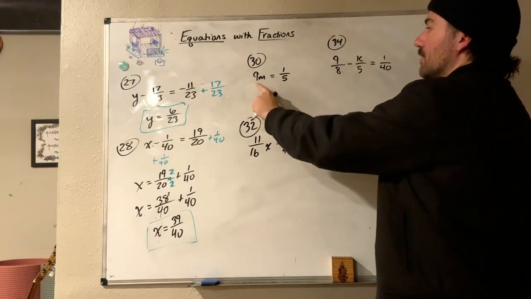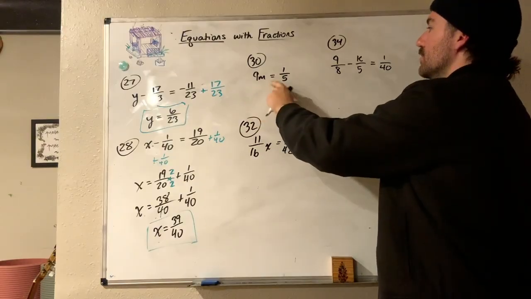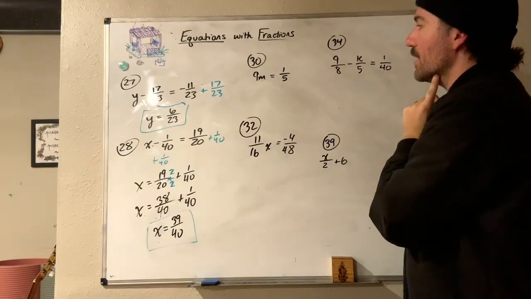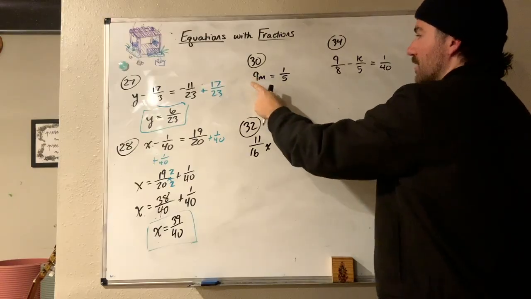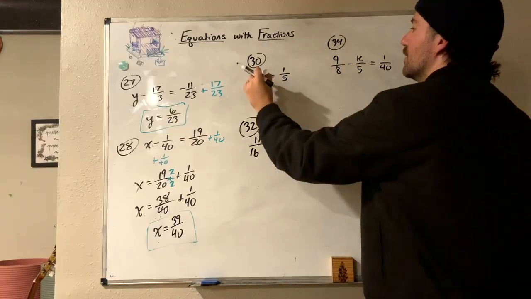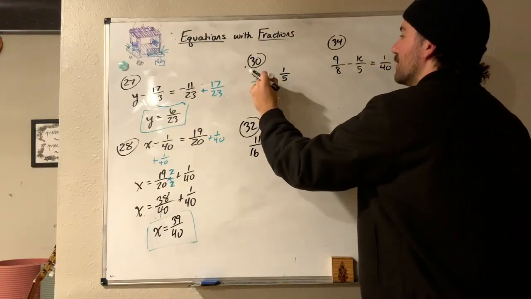In number 30, a little bit different from the previous two, we really just need to get rid of that 9 that's multiplied by m. We want to divide it, but it's going to divide over into this fraction. So I just want to discuss what we can do to simplify this. So we're dividing by 9.